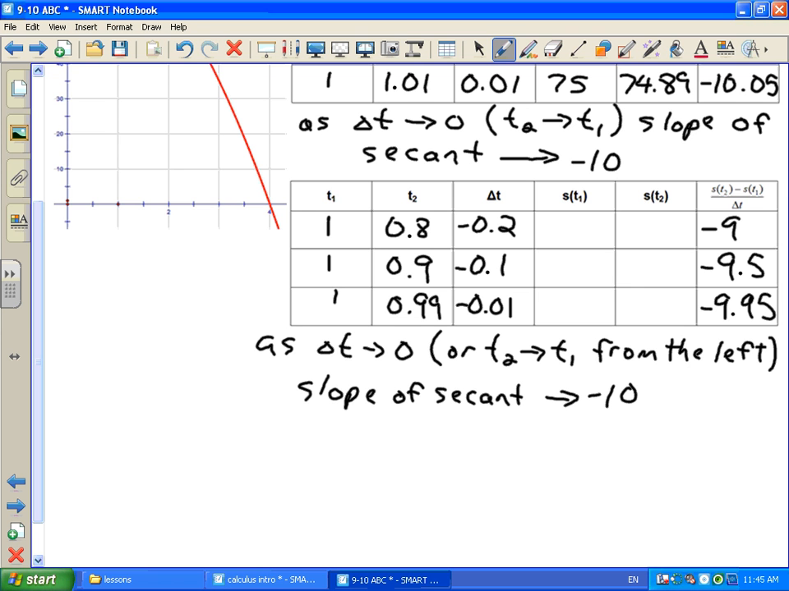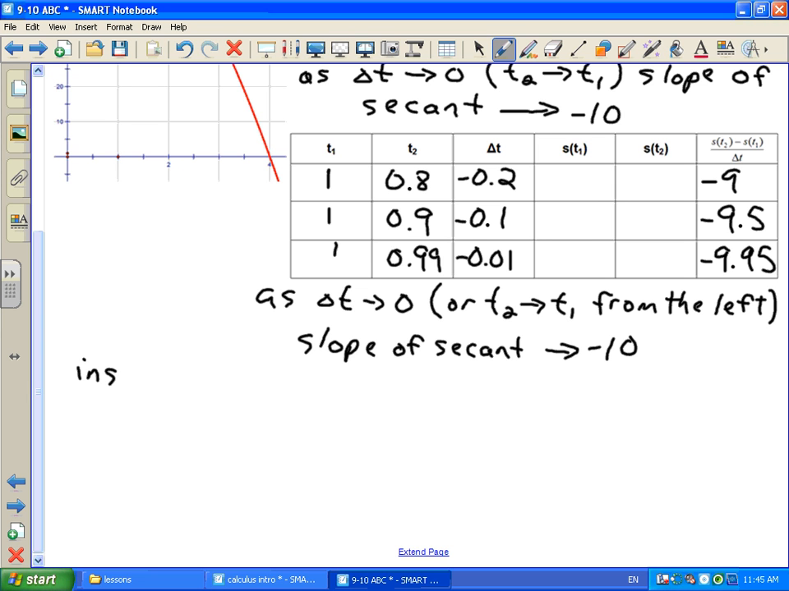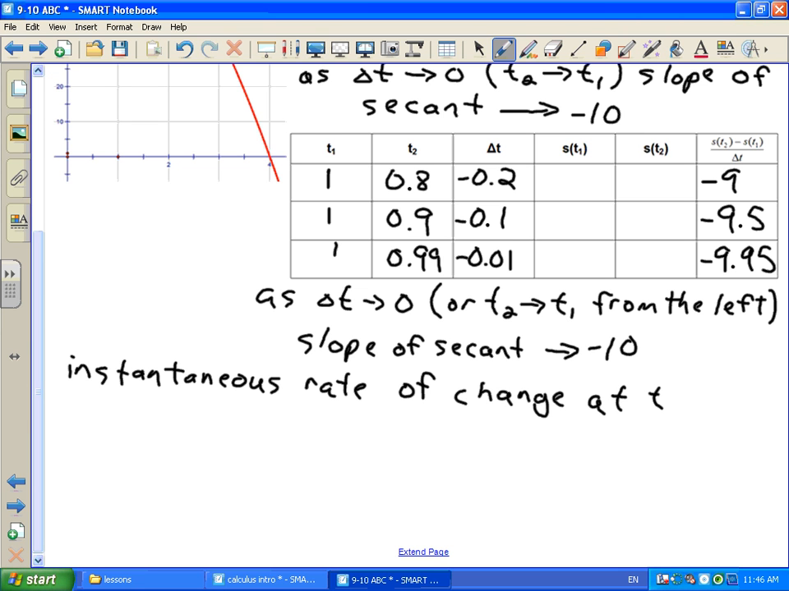So we can say, let's see, the instantaneous rate of change at t equals 1 is -10 meters per second.